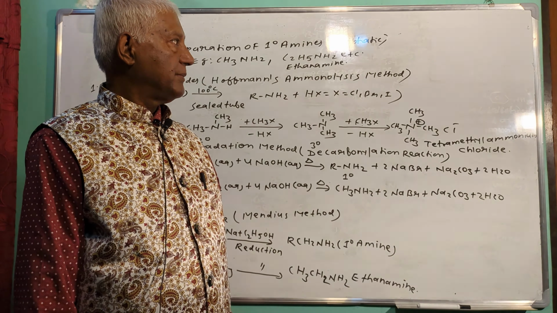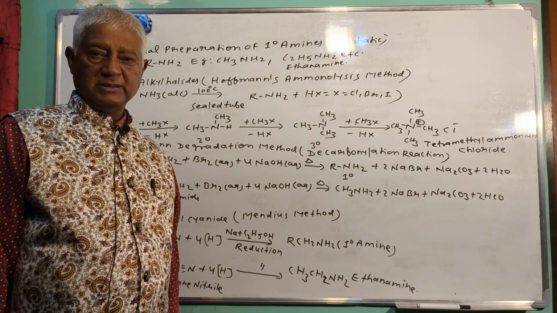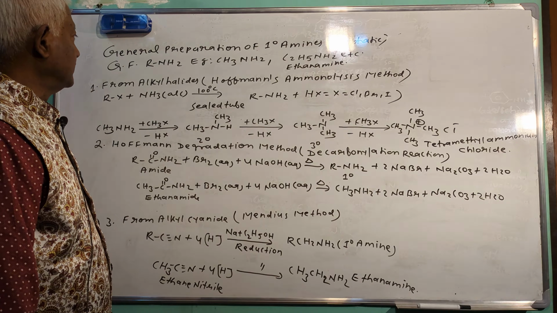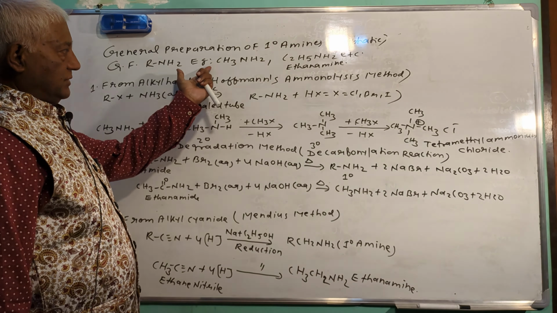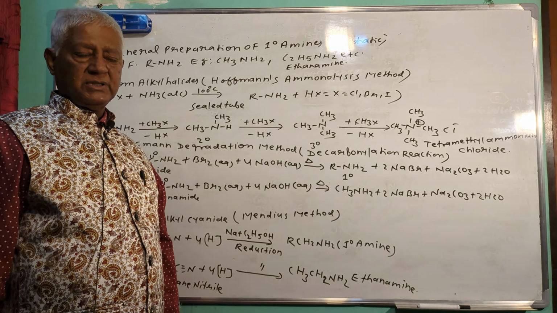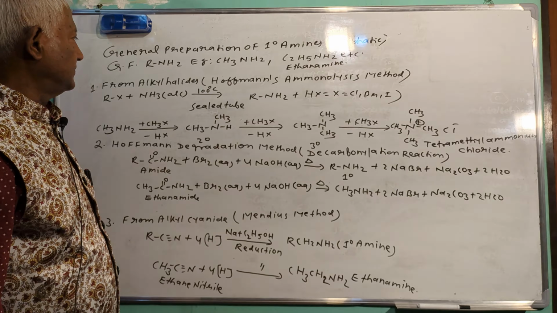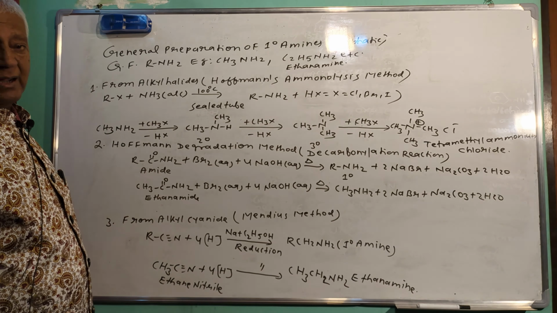Now I am starting the general preparation of primary amines, and you know that these are aliphatic compounds. The general formula is RNH2, for example CH3NH2. You can keep any R over here: C2H5, C3H7, C4H9, any R. Now the first method is from alkyl halides.